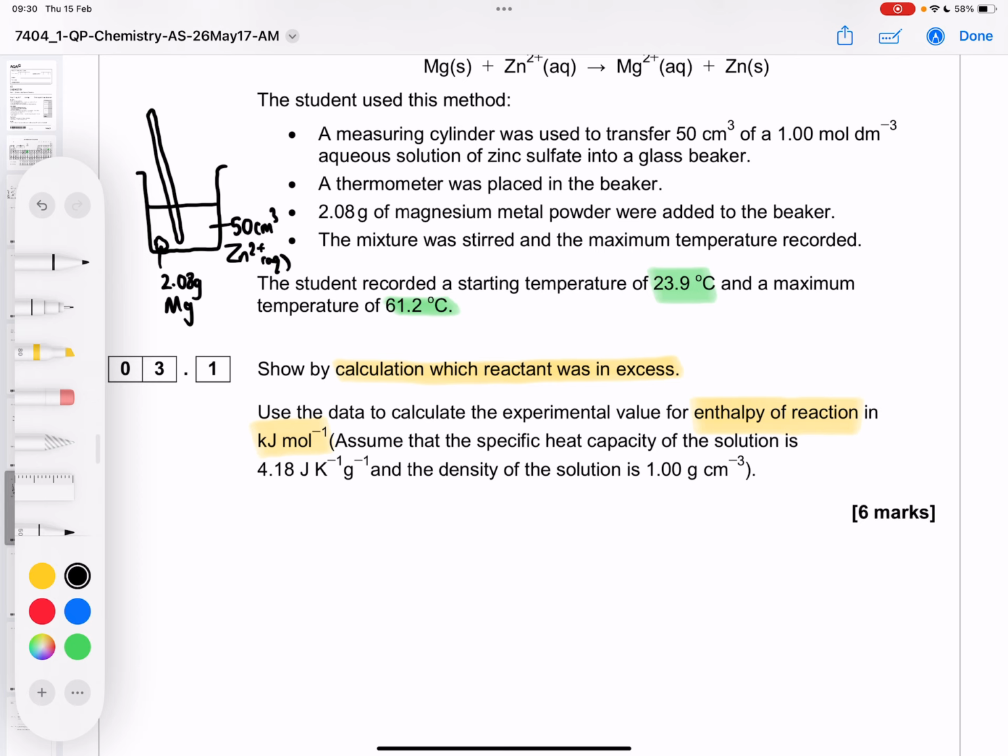So the first thing we need to do is work out which reactant is in excess, because remember we're only going to use the limiting reagent. So if we work out moles of magnesium, they gave us a mass of magnesium, so we're going to do mass over Mr. So we look up magnesium on the periodic table. Calculate that on your calculator. 0.08559, so I'm going to round that to 0.0856. Okay, so we'll get a number for the number of moles of magnesium.